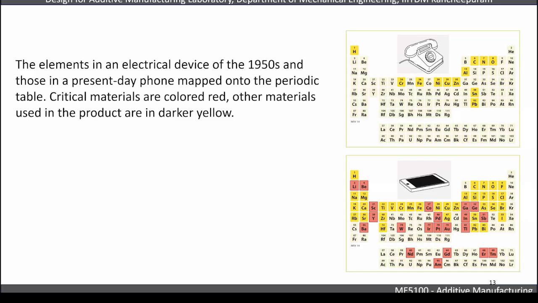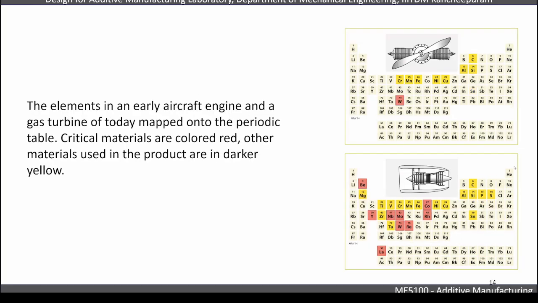So that's the take. Again, you can see the aircraft engine. This is the early aircraft engine, right? And if you look at the critical minerals in the modern aircraft, you can see some of those niobium alloys and ytterbium alloys, right? And cobalt and tungsten and lanthanum. You can see so many different new materials are being used, and all of them are 3D printed.